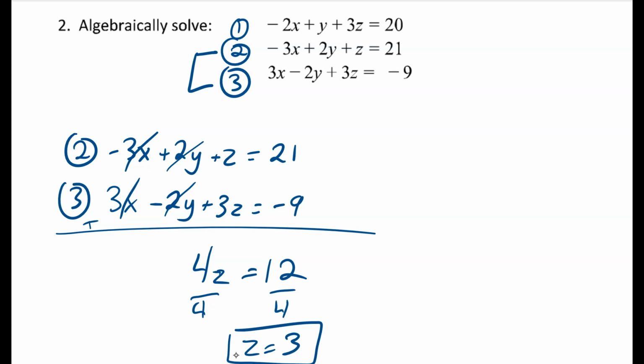Now notice in this case we actually didn't have to go through a second set of systems to solve for one variable, because two variables cancel to begin with.